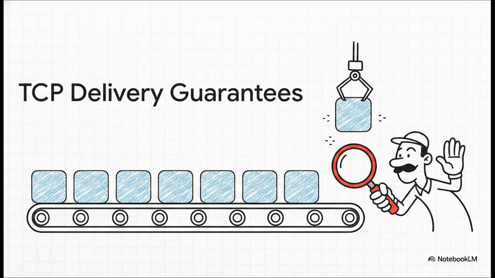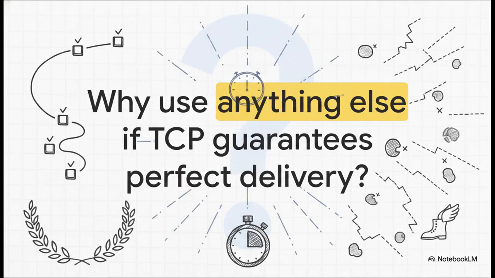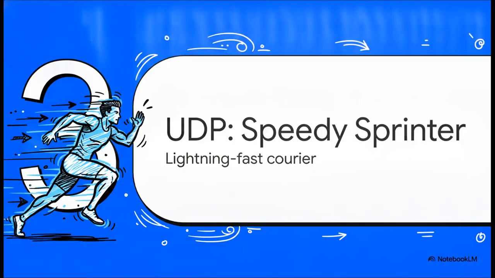But, and this is a big but, this absolute reliability comes with a heavy cost. All those handshakes, error checks, and acknowledgments, they create a ton of overhead, and that inevitably means latency. So, that begs a pretty obvious question, right? If TCP guarantees absolute perfection, why would anyone ever use anything else? Well, because out in the wild of modern networking, waiting around for perfection can completely ruin the experience. Which brings us perfectly to part 3, UDP, the speedy sprinter.